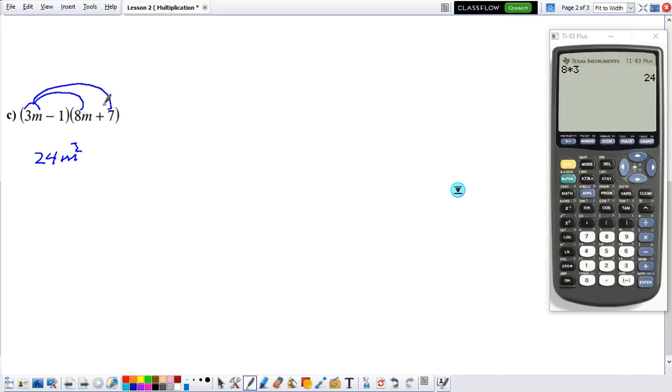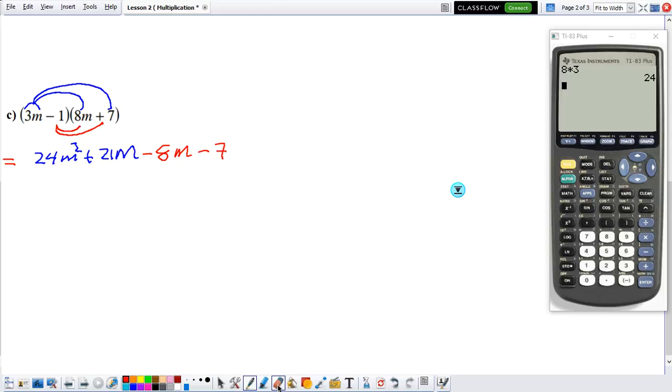We need to distribute that again, but now we're going to distribute to the other term, which is 7. So 7 times 3, 7 times 3 is 21, so that's 21m. We're done distributing the first term, so we gotta distribute the other. So negative 1 times 8m, that's negative 8m. Negative 1 times positive 7, that's negative 7.